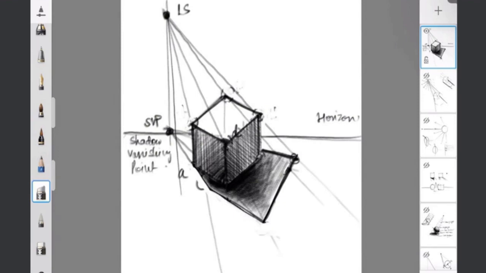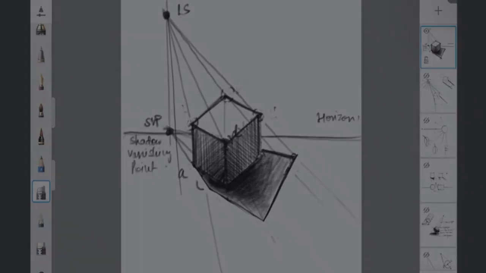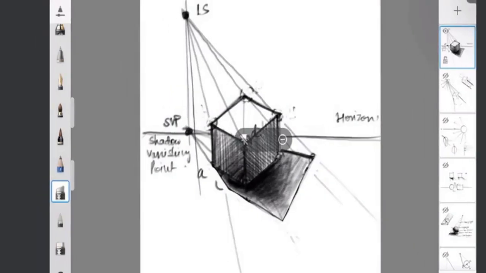Say this one here. Again, on this side, we can make this line a little lighter. And again, on this side, we can make this a little lighter. Yeah. So that's how you come up with the shadow of a cube under artificial light.